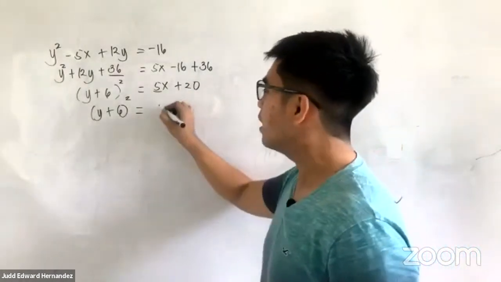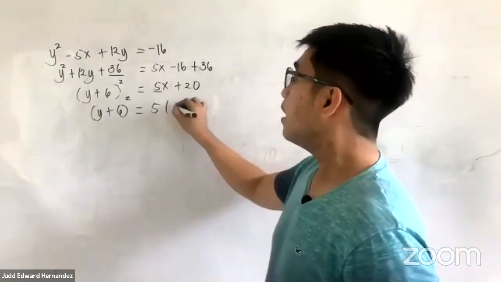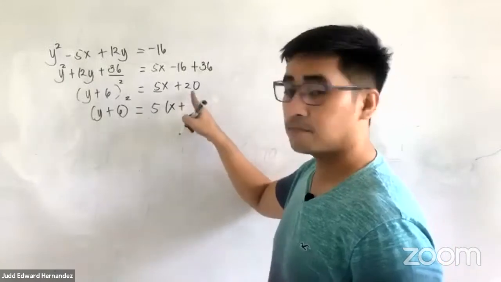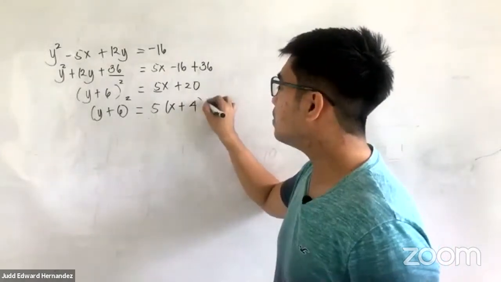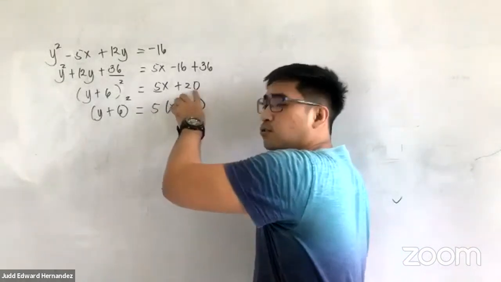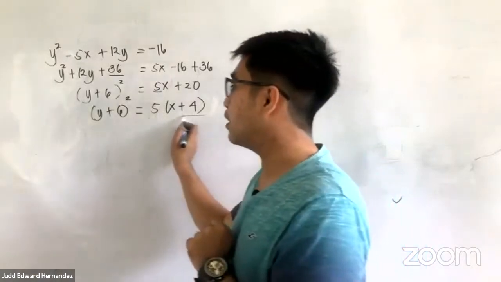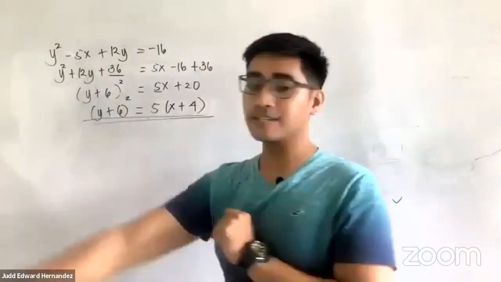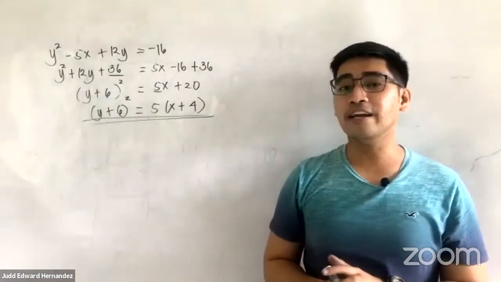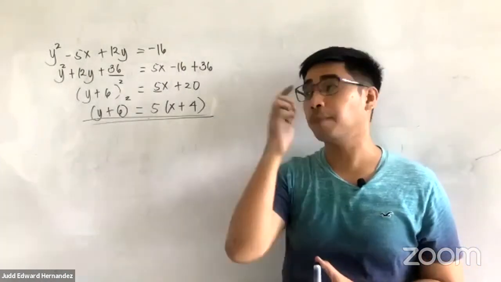I-factor out natin siya. Therefore, this becomes 5 times (x plus 4). Very good. That becomes plus 4 since this is 5 times 4 which is 20. Okay. Eto na ba yung standard equation ng parabola natin? Yes or no? Yes po. Very good. This is now the standard equation of our parabola.